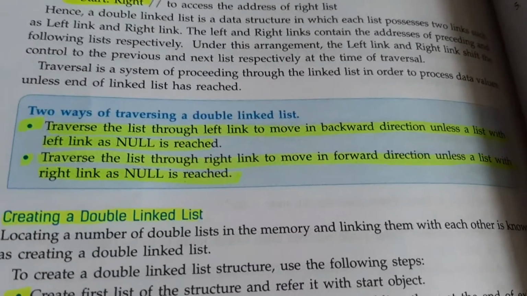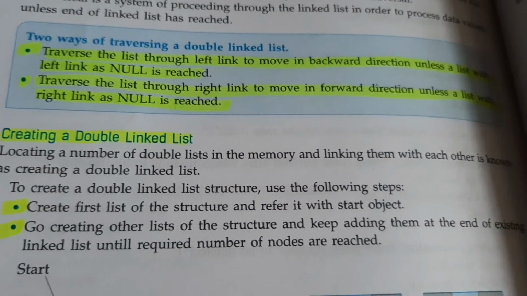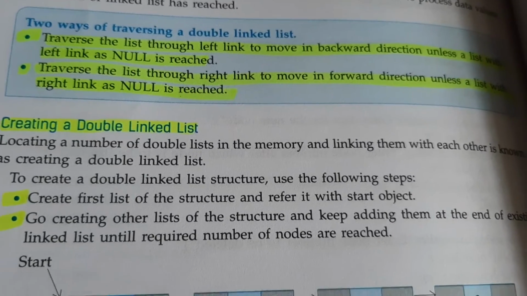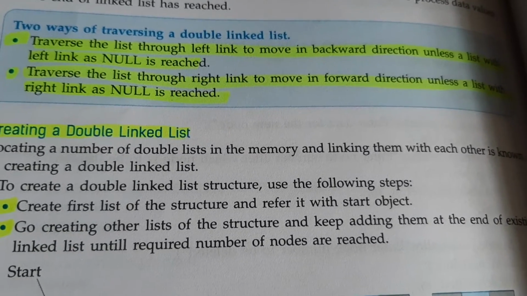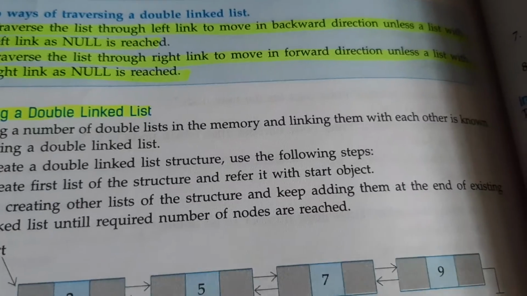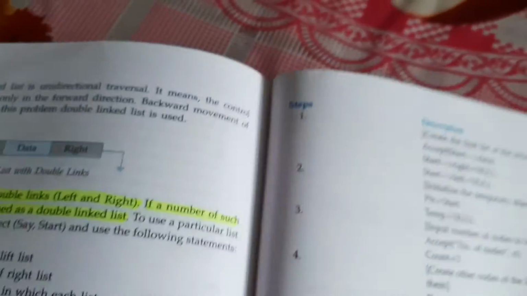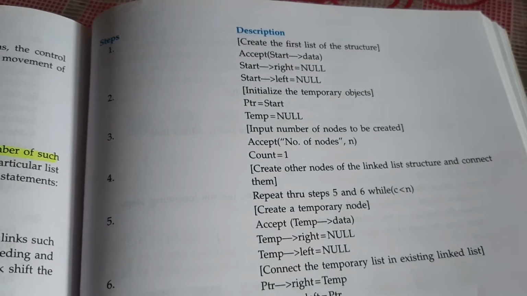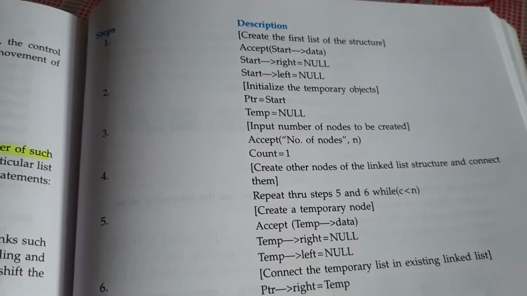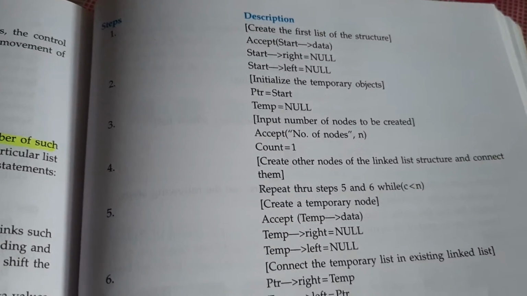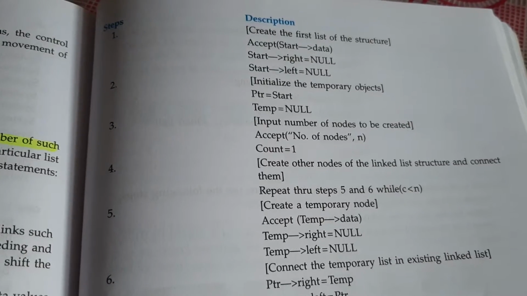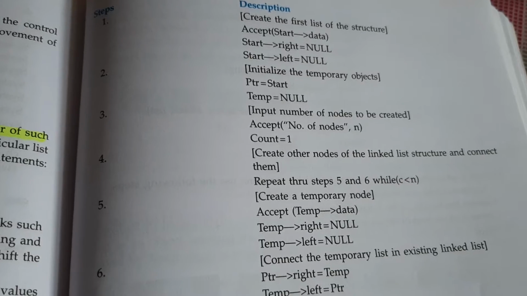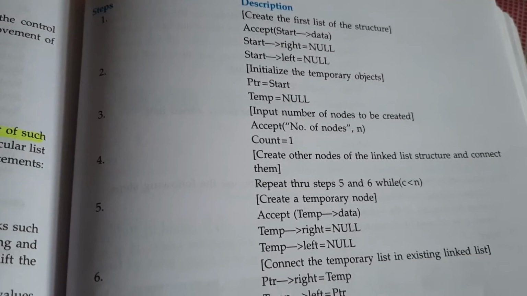So how to create a double linked list? What is the first step? The first step is to create the first list of the structure and refer to it with the starting pointer. You can go directly to this algorithm. In order to create the first node of the structure, we have to accept start data, then start right has to be null and the left also has to be null. So this is the first step.